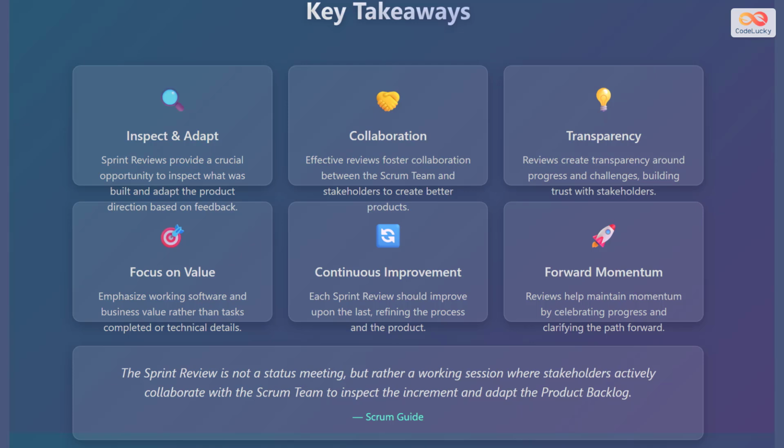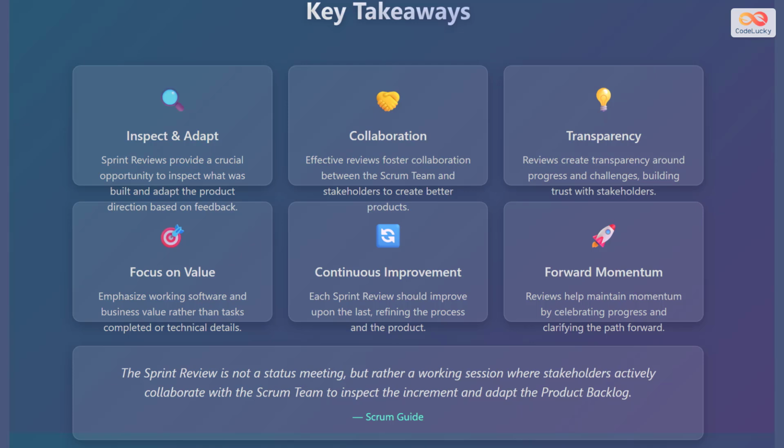Let's summarize the key takeaways from our discussion. First, inspect and adapt. Sprint reviews provide a crucial opportunity to inspect what was built and adapt the product direction based on feedback. Second, collaboration. Effective reviews foster collaboration between the Scrum team and stakeholders to create better products.